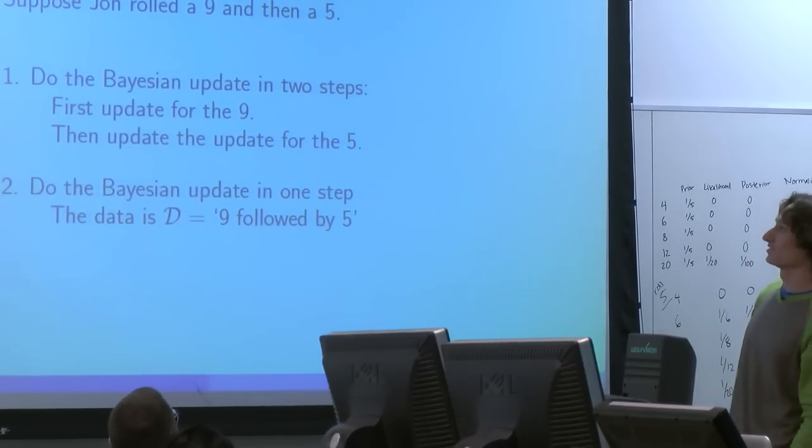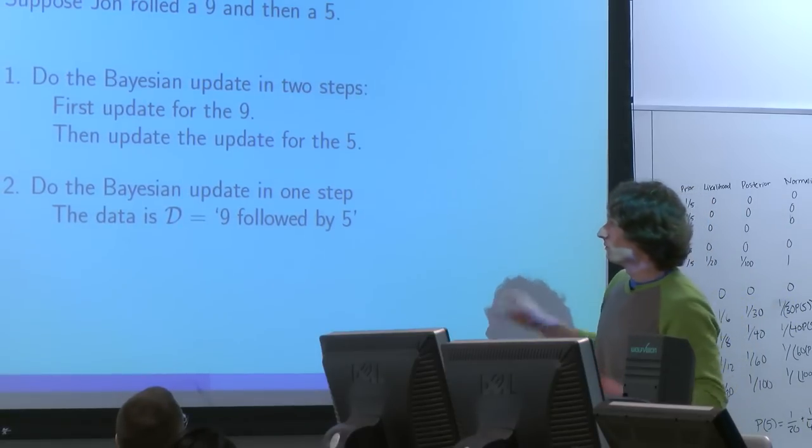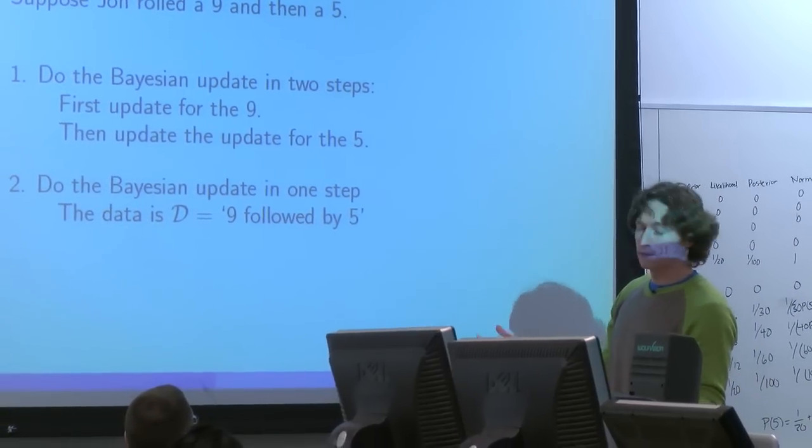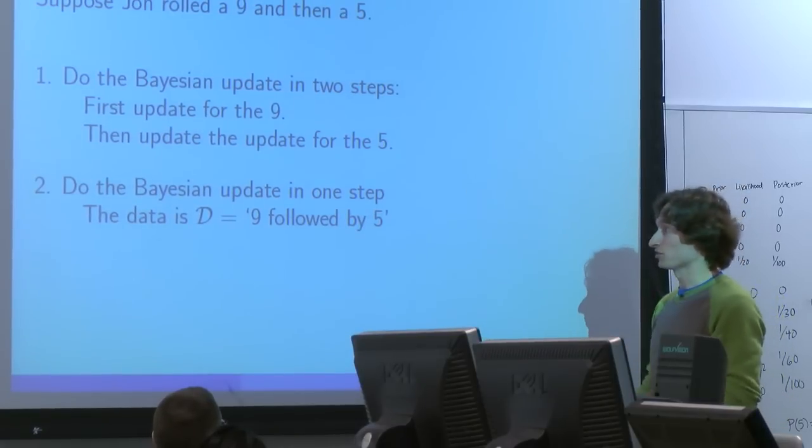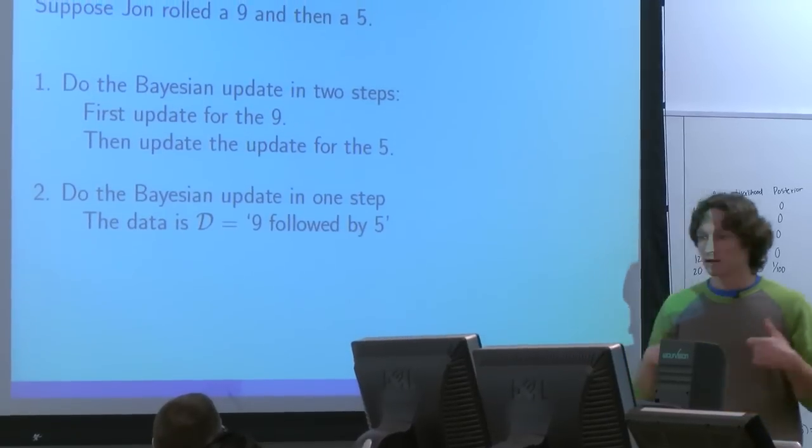So now it's your turn. We want you to try the same thing, but in the other order. Suppose I first rolled a 9, and then I rolled a 5. So that's the first question. The second question is, can you do it in one go?